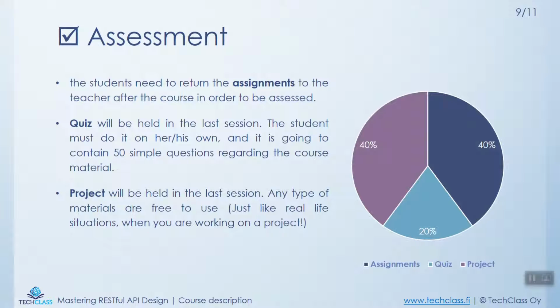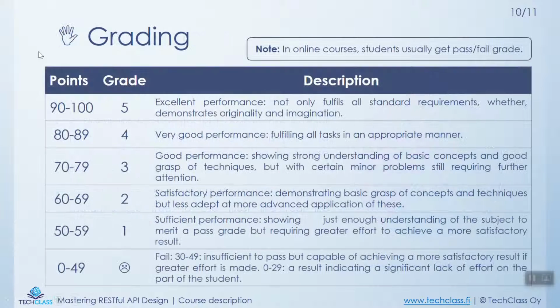And this is the way we divided the assessment part. So 14% to assignments, 14% to the project, and 20% to the quiz, which the students need to do in the portal. And well, we have the grading scale, but for online courses, we can give a pass or fail grade to the students.